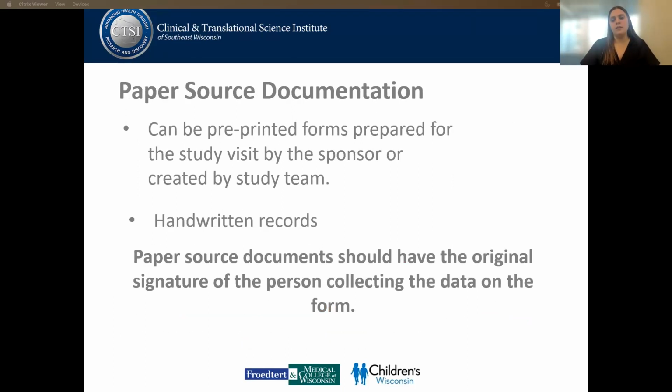Paper source, obviously this is usually the bane of a CRC's existence. Paper source tends to be more commonly used in later phase research, whereas earlier phase, such as phase 1, things like that, we kind of use almost all e-source. But so where do these documents come from? If you're lucky, they will come from the sponsor and they will include every little thing that they want you to collect. But most of the time we are not that lucky.